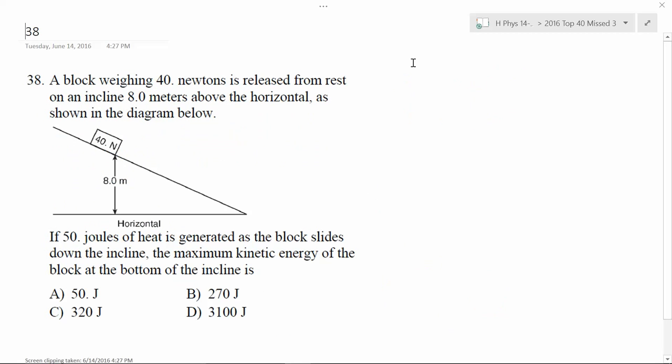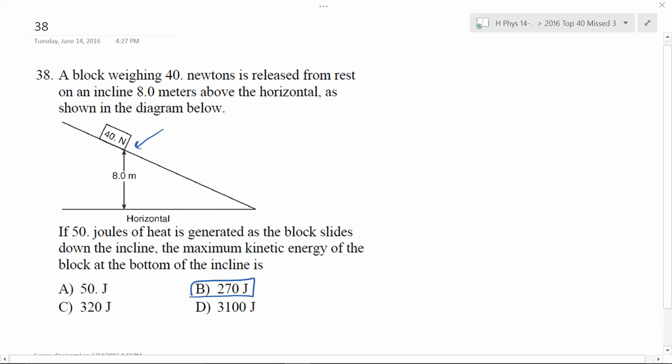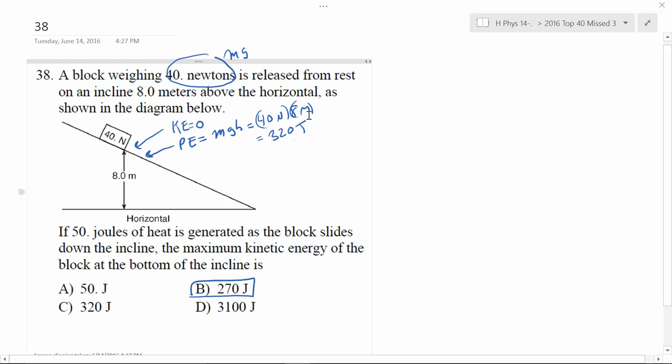38. B, very similar to question 28. At the top, you have no kinetic energy. You have potential energy. When they give you the weight force, don't forget that is the same as mg, so it kind of saves you a step. So you have 320 joules of total energy at the top, and it's all in potential energy.